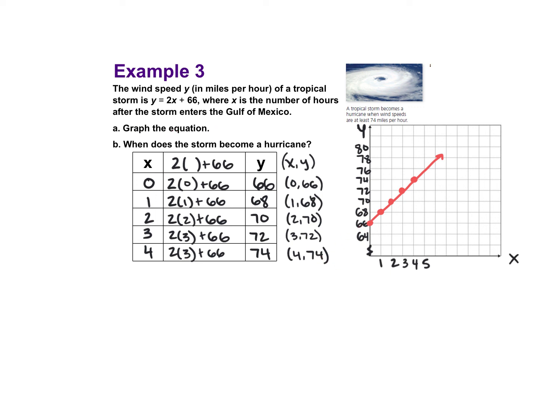So here's the graph, and it says, when does the storm become a hurricane? Well, if you read this information right here, a tropical storm becomes a hurricane when the wind speeds are at least 74 miles per hour. So we can see there that when it's at least 74 miles an hour, anything above here, so therefore at 4 hours, it becomes a hurricane.